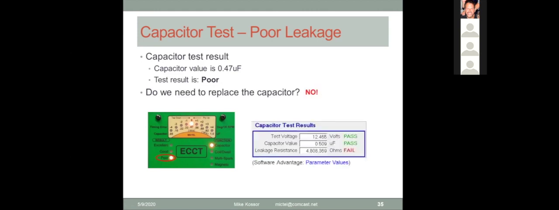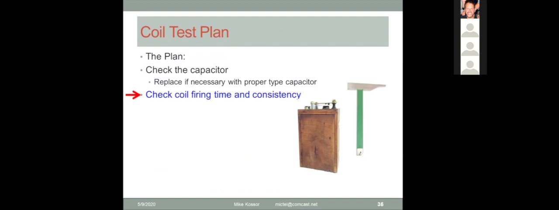No, because if you had looked at the value, you'll see that the leakage is very high, 4 million, almost 5 million ohms. It's not a problem. The value is pretty much right on the money. So is it okay to proceed with coil testing with this coil? The answer is yes. So back to our test plan.